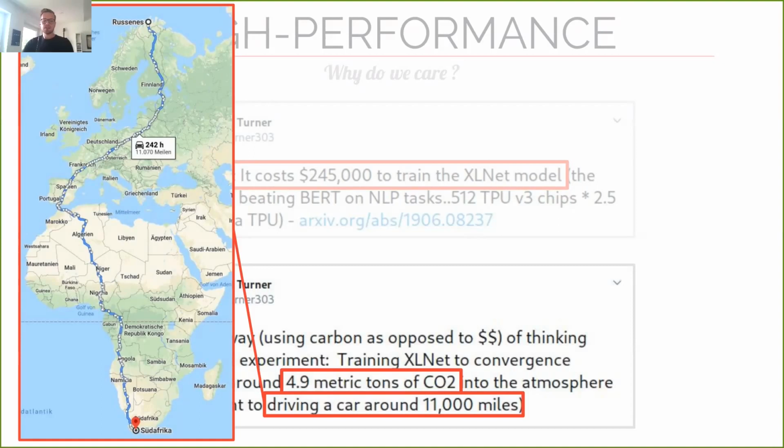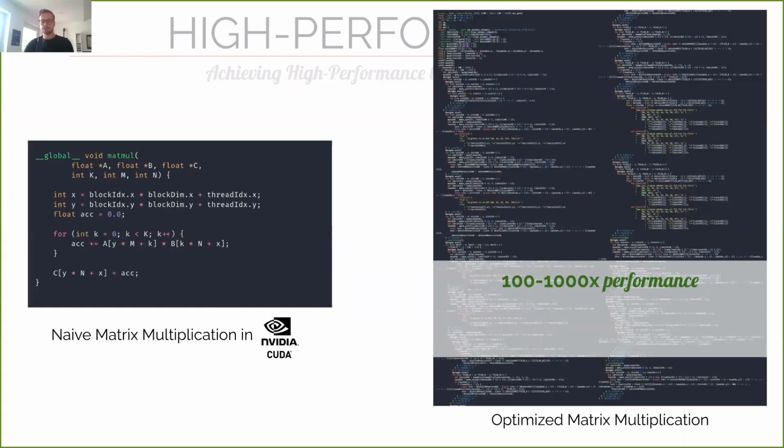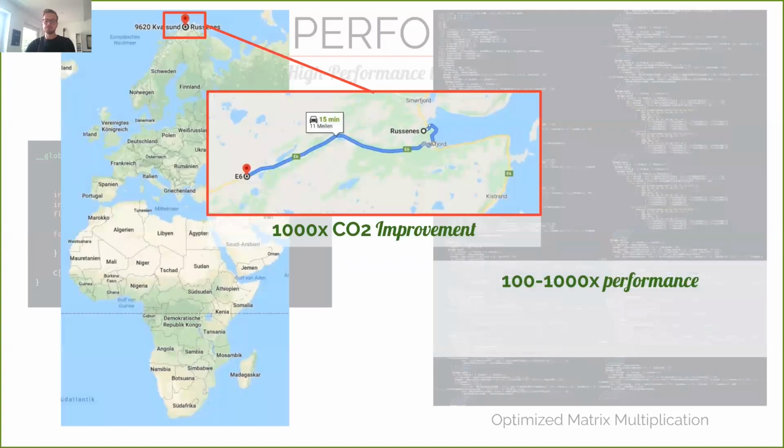So how do we achieve high performance? Here's a naive implementation of a matrix multiplication computation in CUDA, which targets GPUs. And if you know a little bit about CUDA and GPUs, I'd argue that this is quite easy to write and to understand. But unfortunately, this program is also not very fast. So for achieving the highest performance on modern GPUs, this simple program has to be significantly modified. For example, here's an optimized version of the same computation, which achieves up to 3 orders of magnitude more performance. And if we compare this again to our road trip example and the carbon emitted, 1000x improvement barely allows us to drive 15 minutes on the highway.